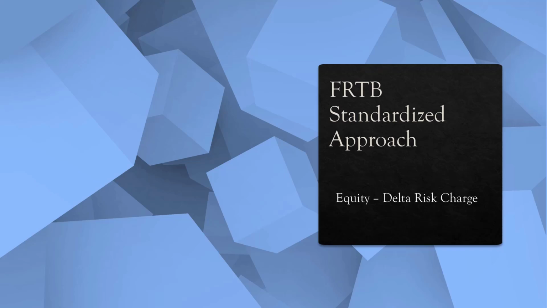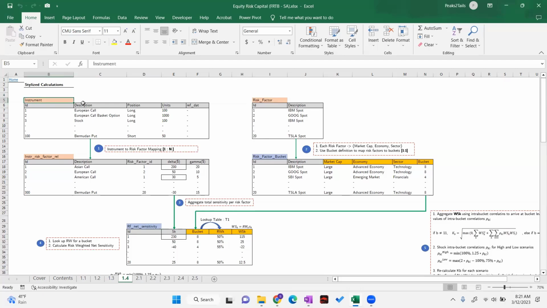In this video, I will walk you through an end-to-end example on FRTB standardized approach for equity delta risk capital charge. So let's go through this. One table would be instrument, where banks will capture all the instruments. So picture this is the trading book. In the trading book, we have a table called instruments.